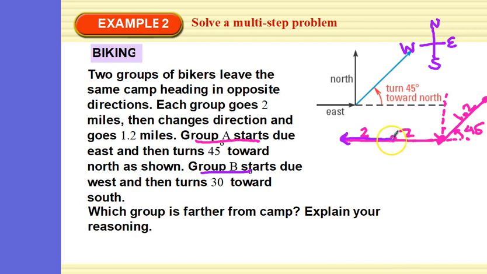Okay. So now let's go back to our original. So here's our starting point, right? This is where they started. All right, so now let's go to our Group B. Group B starts due west, and then turns 30 degrees towards the south. So instead of going on, they're going 30 degrees this way.